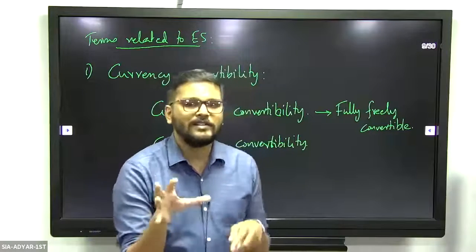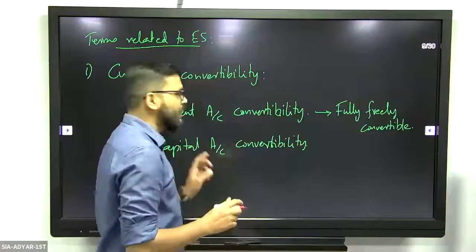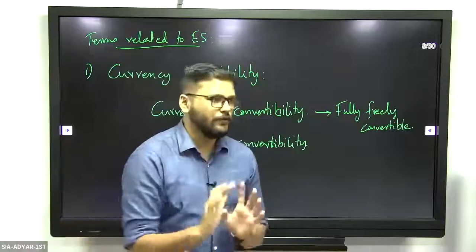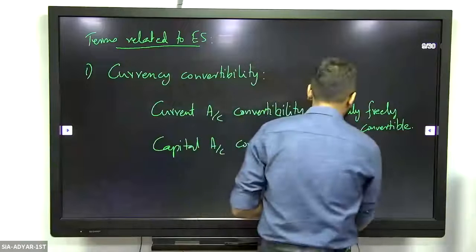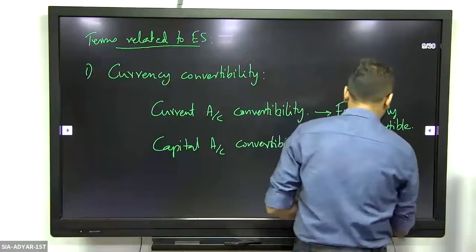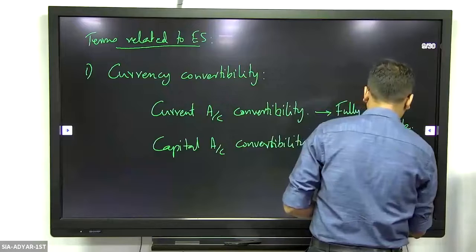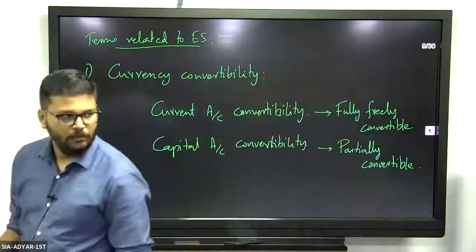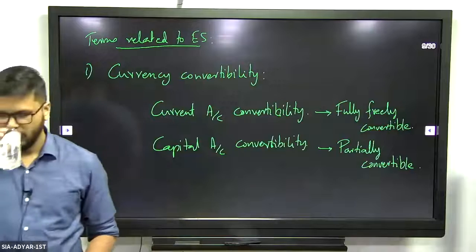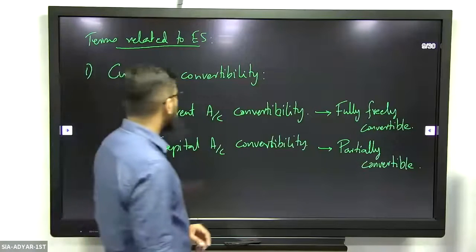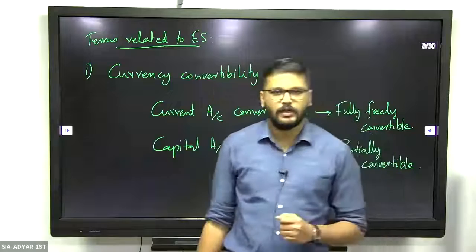So government will try to restrict the external commercial borrowings of Indian firms to some extent. So there is always a restriction with respect to the capital account convertibility. In some cases there is restriction, to some limit it is freely. So which means that it is only partially convertible. It is partially convertible. So that's the concept of currency convertibility.